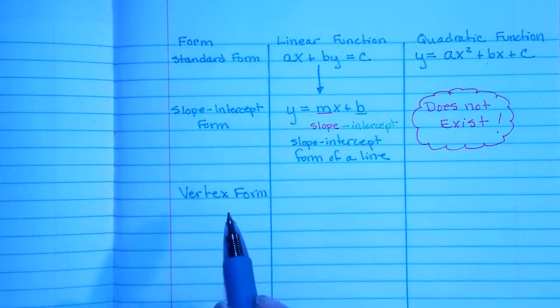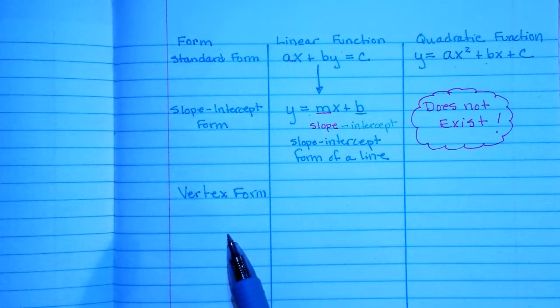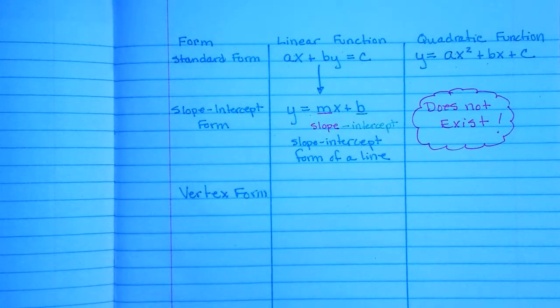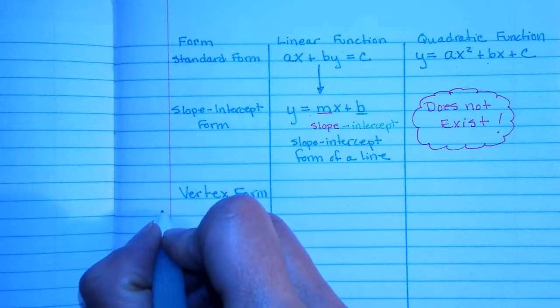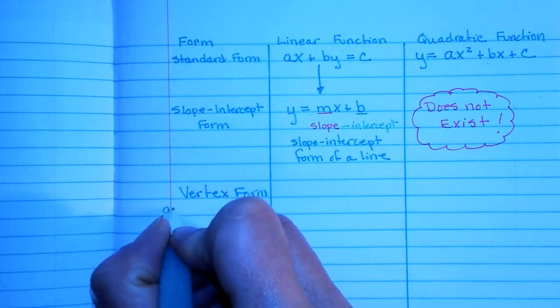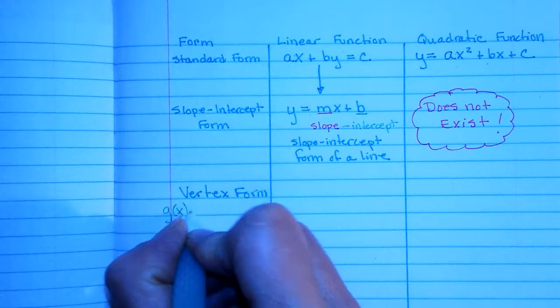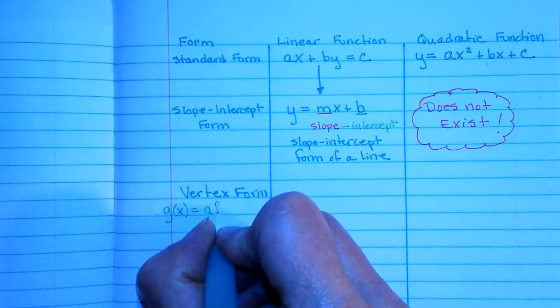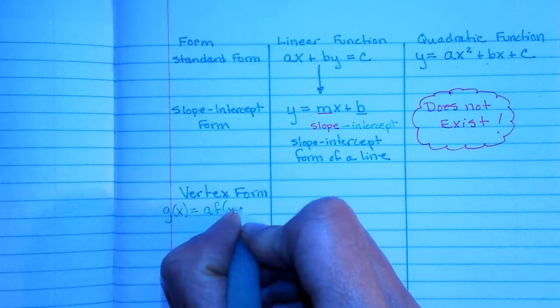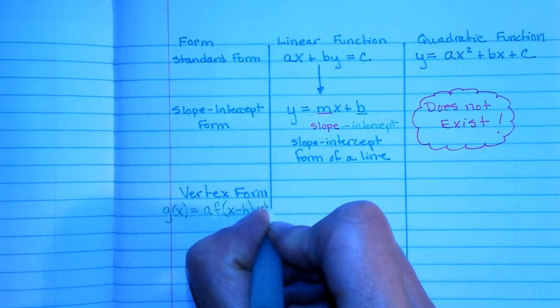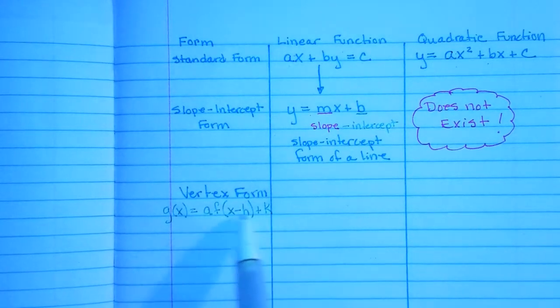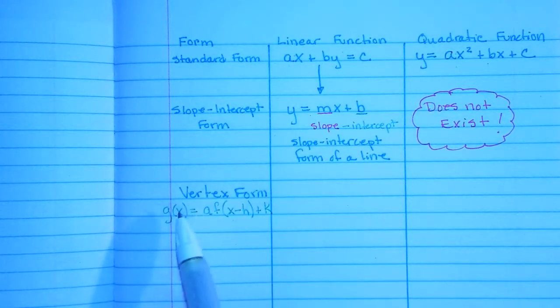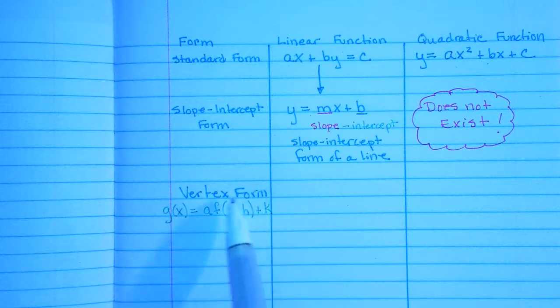I'm going to write that in function notation. So vertex form can be written as g of x is equal to a times the function f of x minus h, plus k. So you'll see that kind of looks a little bit like what we were doing with absolute value, but I put it in function form.